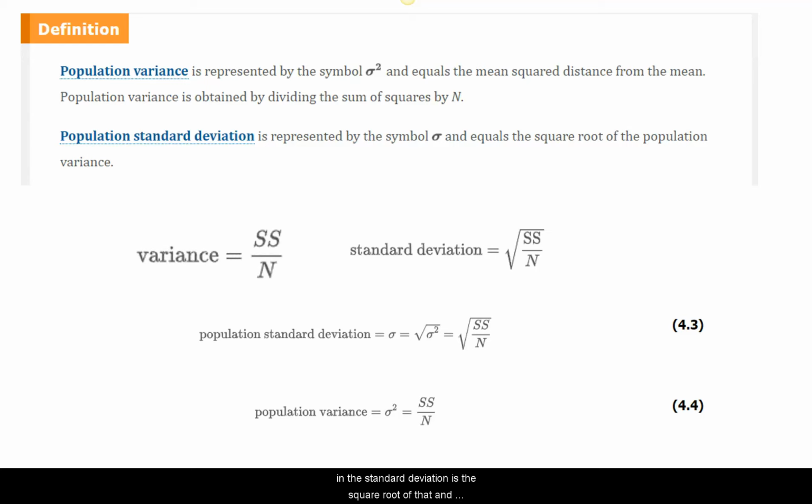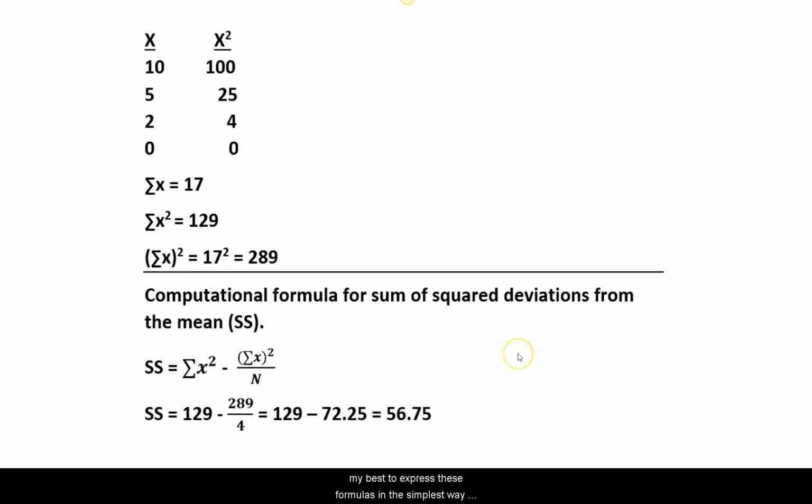And there's another couple of expressions of the formulas there. There's my population standard deviation, which is merely the square root of the variance. And again, that variance is indicated by lowercase sigma squared. The square root of that is the standard deviation. So I'll do my best to express these formulas in the simplest way possible, of course.